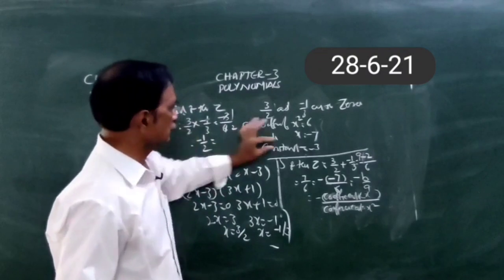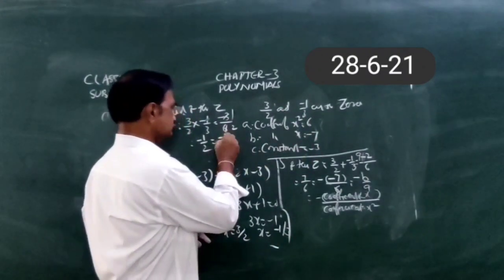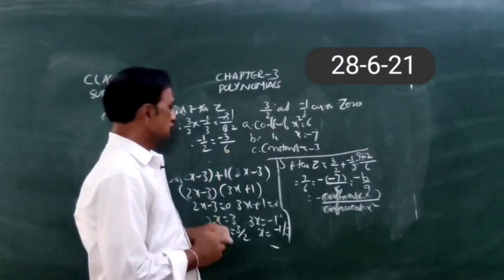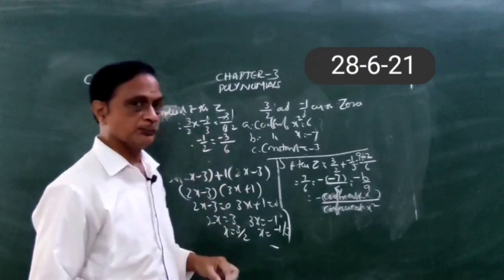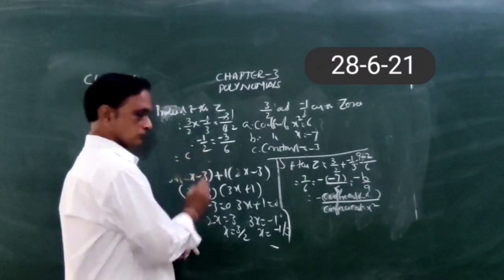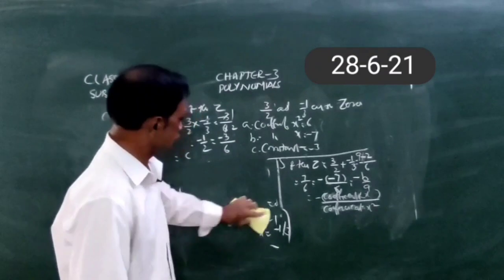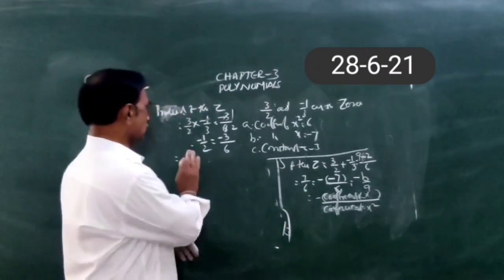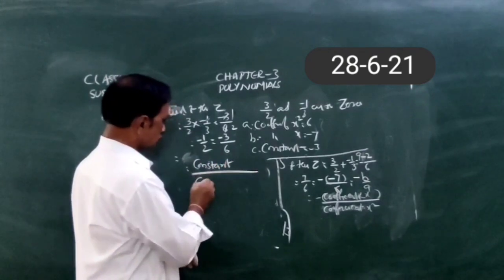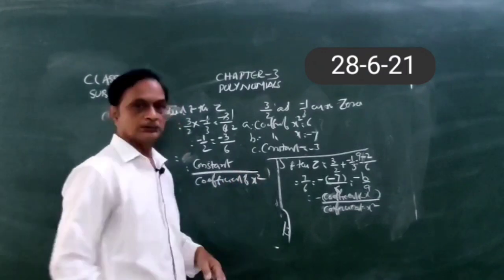Can we write this minus 1 by 2 using these 3? First you write the constant as numerator. Then you write the coefficient of x square as denominator. See whether minus 1 by 2 and minus 3 by 6 are one and the same. 3 1s, 3 2s. So it is in the form of constant by coefficient of x square. Yes.